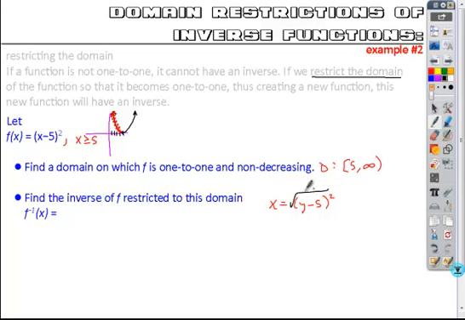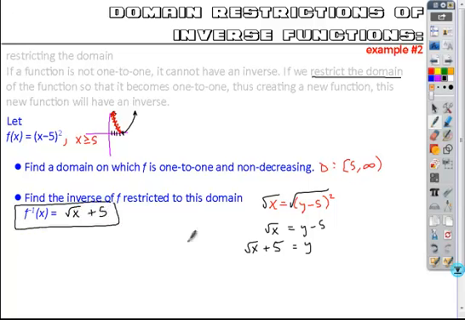So I'm going to extract my square root here. That gives me the square root of x is equal to y minus 5. And here, when we add 5 to both sides, I get y is equal to the square root of x plus 5. And when I rewrite it, I just rewrite it as this inverse function. Inverse of f is equal to the square root of x plus 5. And that would be your solution.